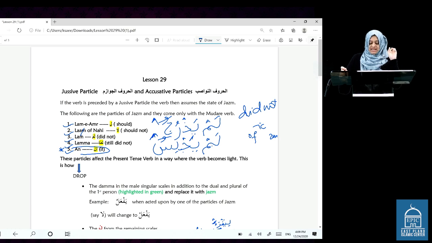Okay, so we did lam, we did li, which is the lam of amr, which means should do something. Like li ya'kul, he should eat. And then we have the la of nahi, la ya'kul, he should not eat. And then we have lam ya'kul, he did not eat. And then we have lamma ya'kul, he still did not eat. So these are the 4 applications of the 4 different particles.